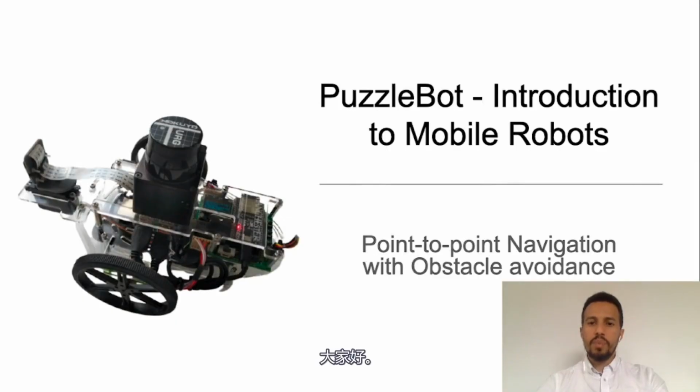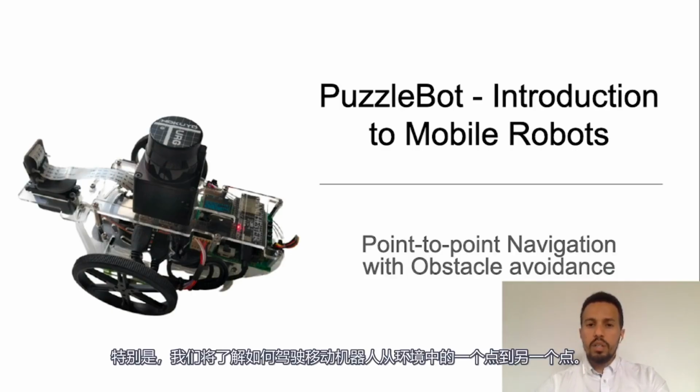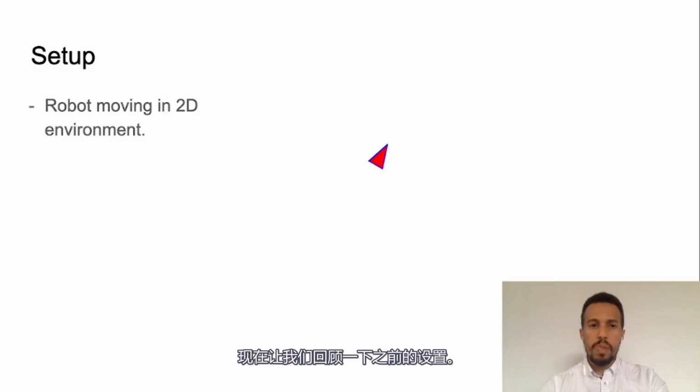Hello again. In this video, we are going to continue our journey to move our robot in a more autonomous way. In particular, we're going to see how we can drive our mobile robot from one point in our environment to another. This is what we call point-to-point navigation. Now let's recall our setup.